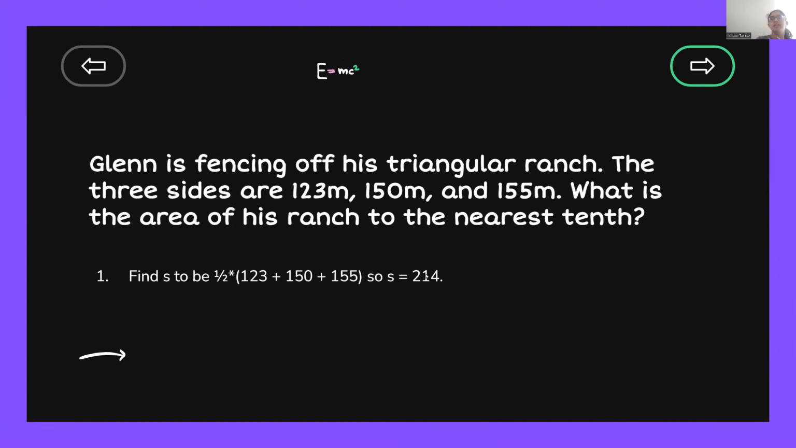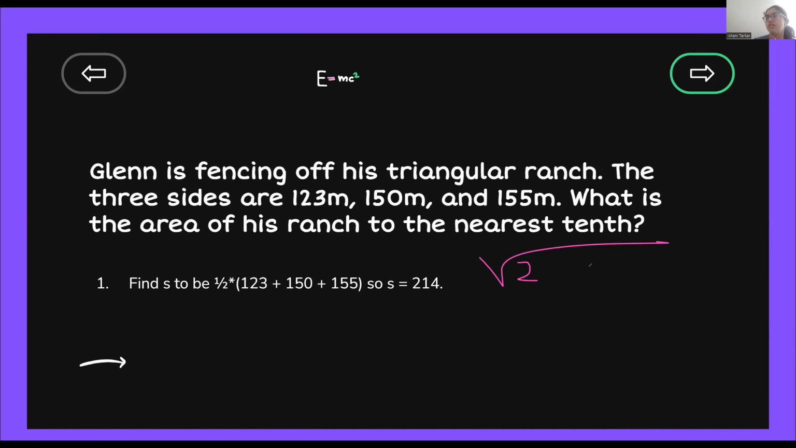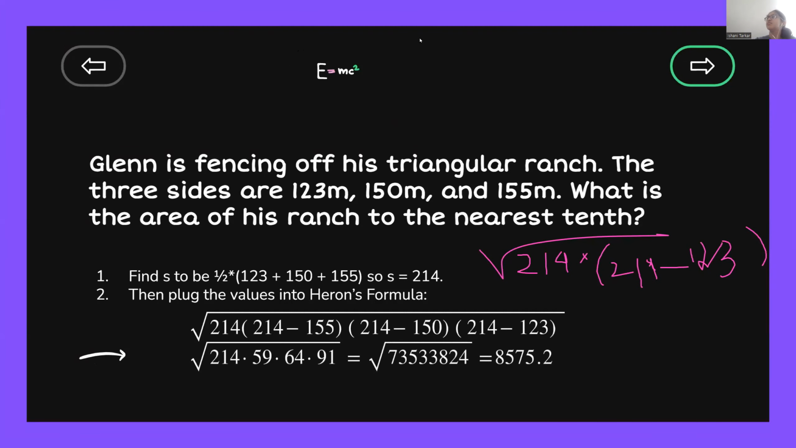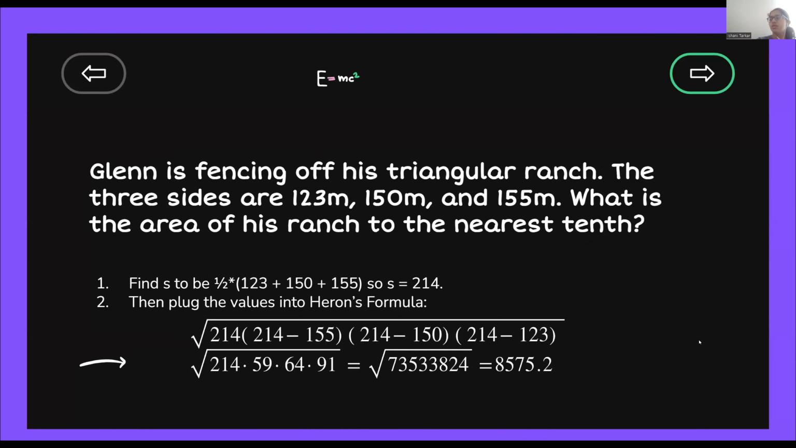After this, you plug it into the equation. So you do the square root of 214 multiplied by 214 minus 123, multiplied by 214 minus 150, multiplied by 214 minus 155. And you would get approximately 8,575.2 as your answer when you multiply it out. Remember, I told you to use a calculator. So you would just plug that in and you'd get 8,575.2 as your answer. Good job to the people who got it.